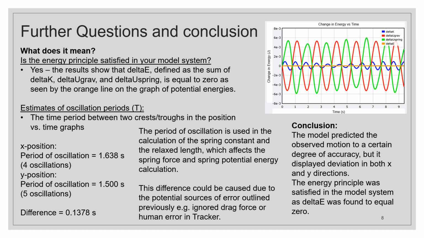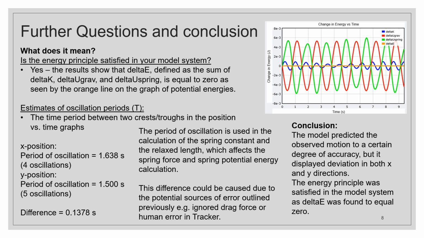For the oscillation period represented by the variable T, which is the time period between two crests or troughs in the position versus time graphs, the period of oscillation for the x position is 1.638 seconds, and for the y position is 1.500 seconds. The difference is 0.1378 seconds, which is significant. The period of oscillation is used in the calculation of the spring constant and the relaxed length, which affects the spring force and spring potential energy calculation. This difference could be caused by the potential sources of error outlined previously, for example, the ignored drag force or human error in tracker.